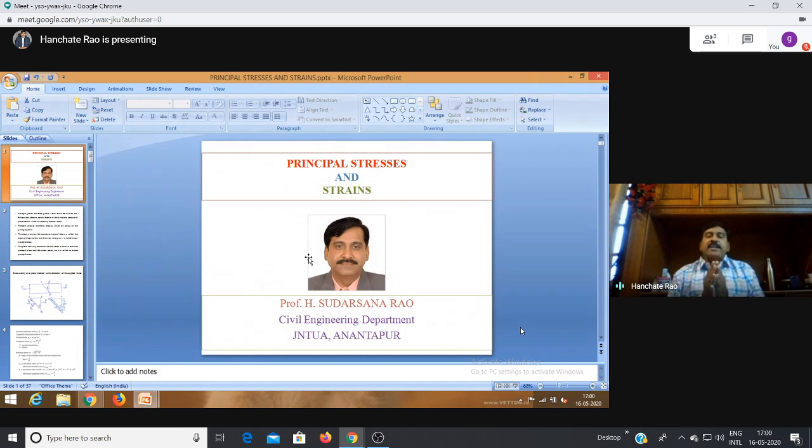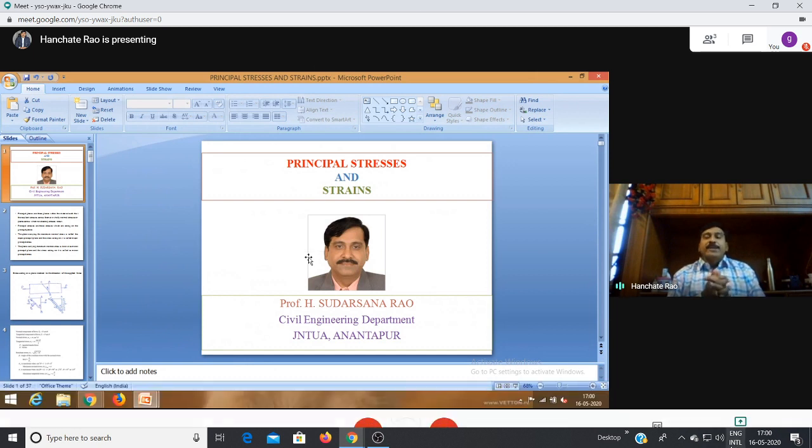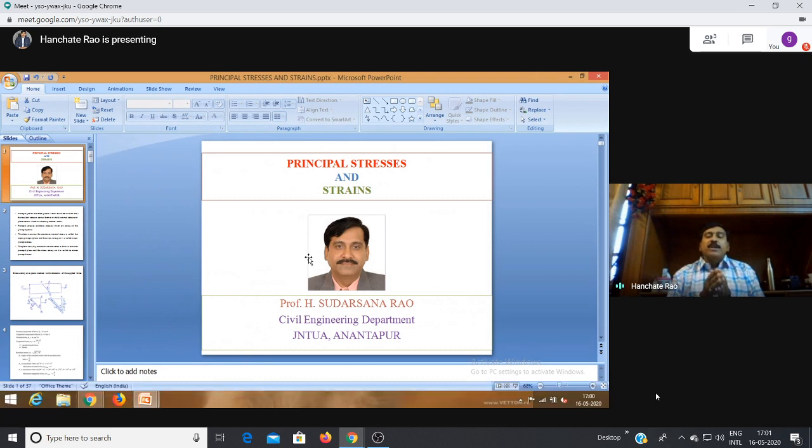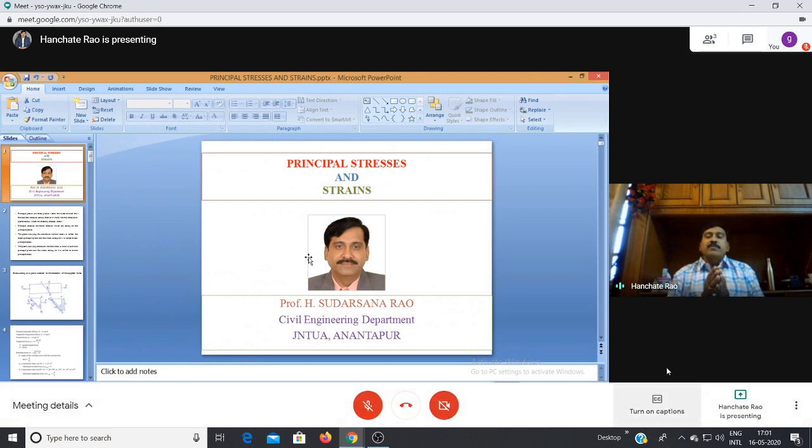The normal stress acting on the principal plane is called principal stress. So we have three principal stresses. The maximum is called the major principal stress, the minimum is called the minor principal stress, and the other one is called the intermediate principal stress. If you take a two-dimensional stress situation, we have only two principal planes and two principal stresses, sigma 1 and sigma 2. The maximum shear stress is sigma 1 minus sigma 2 by 2.